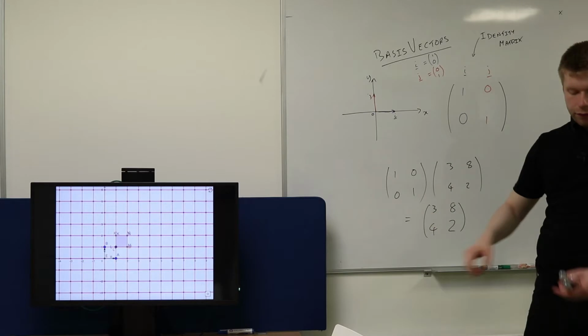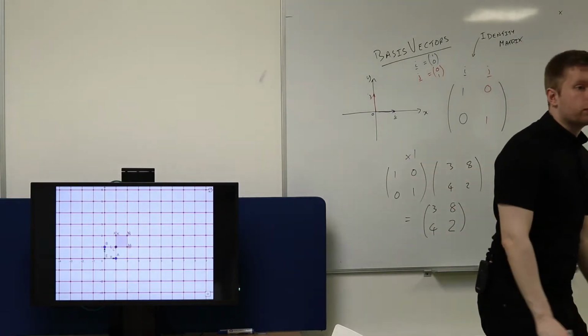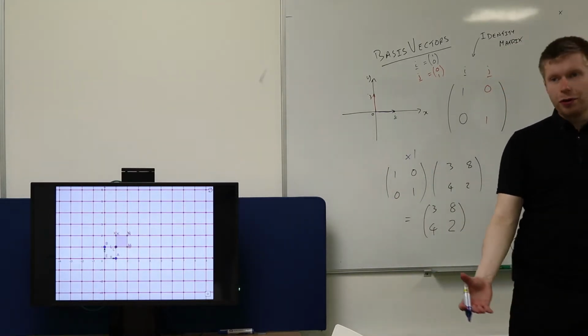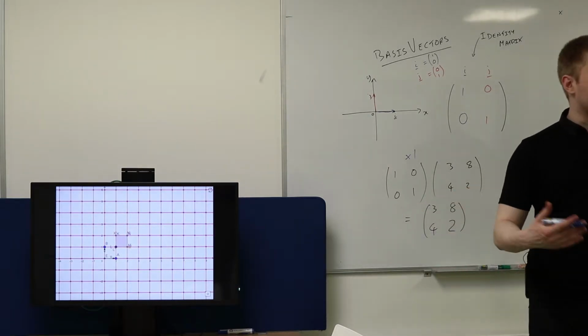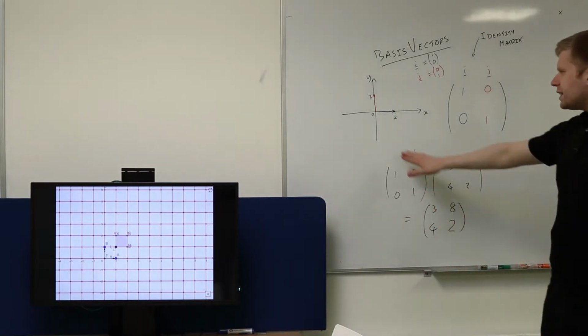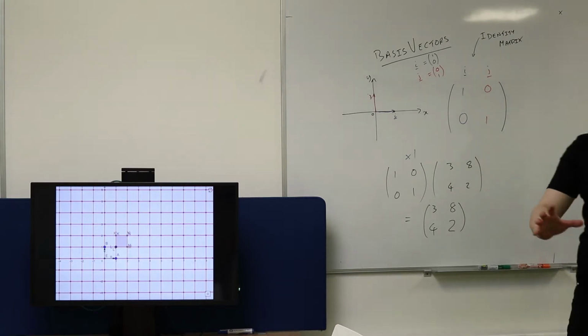Now this is a bit like, if you like, multiplying by 1 with real numbers. If I take a number, say 7, and I multiply by 1, what's that equal to? 7, right? So multiplying by the identity matrix is a bit like multiplying by 1 in real numbers, okay? Now why is this useful? How can we use this with transformations and things?